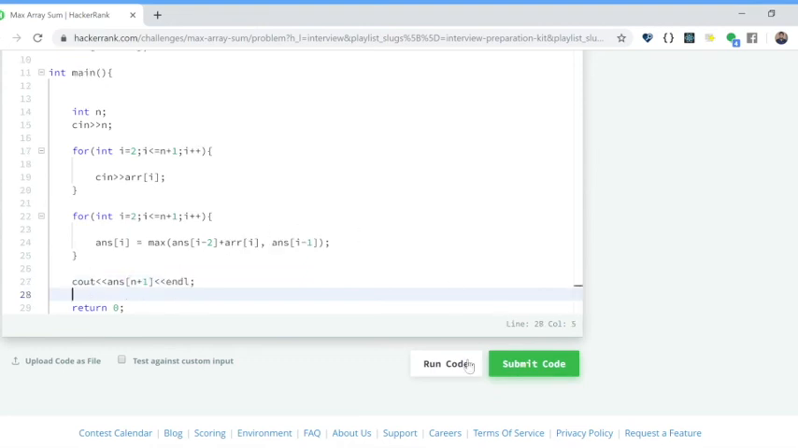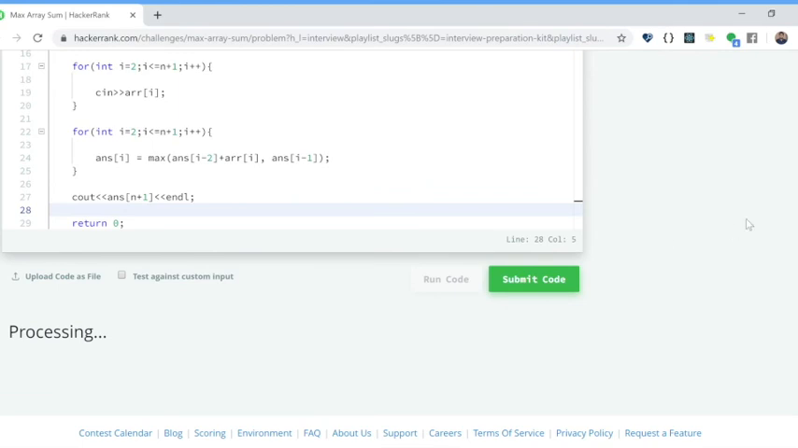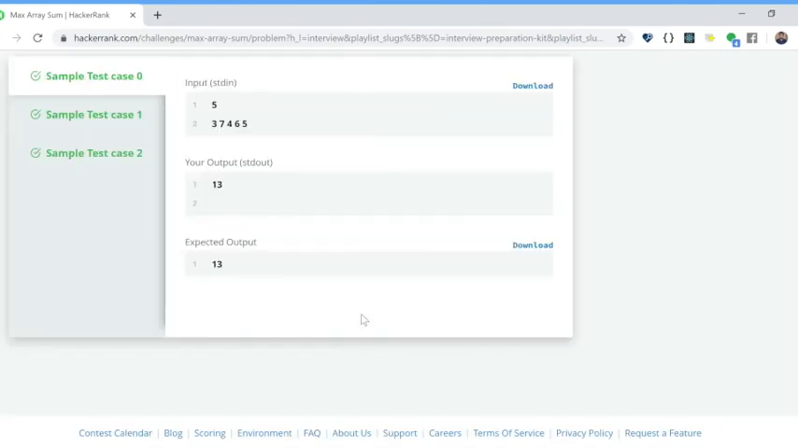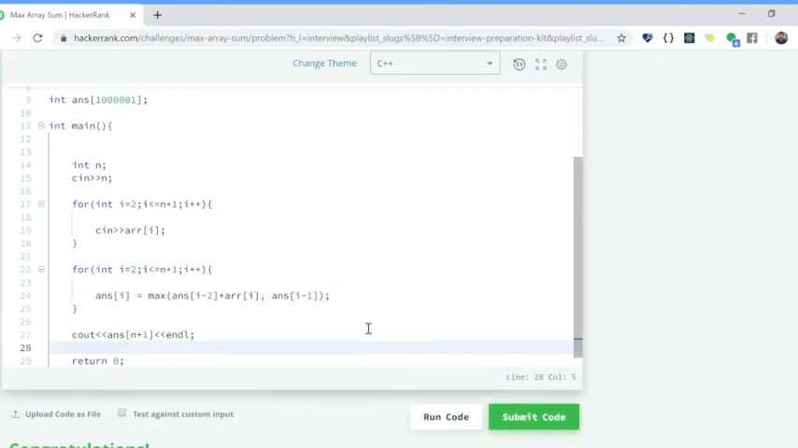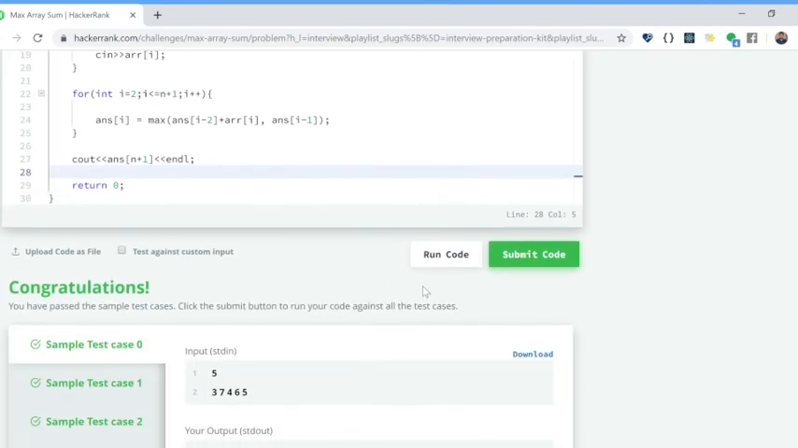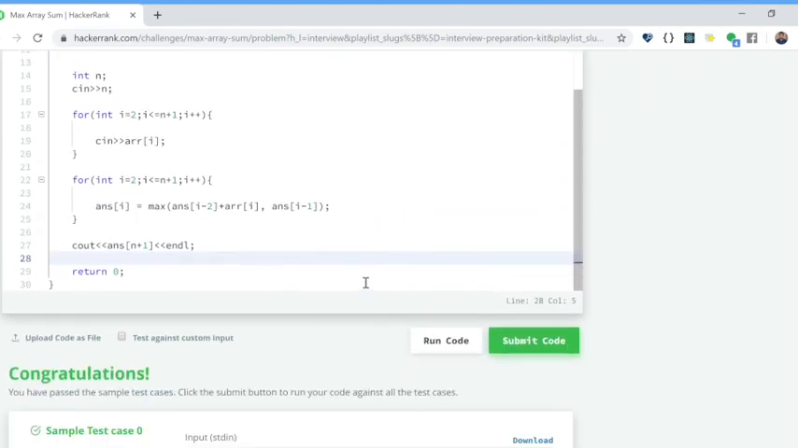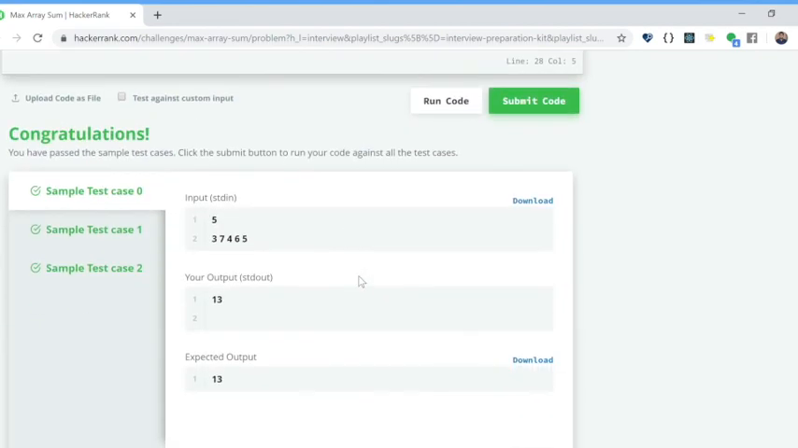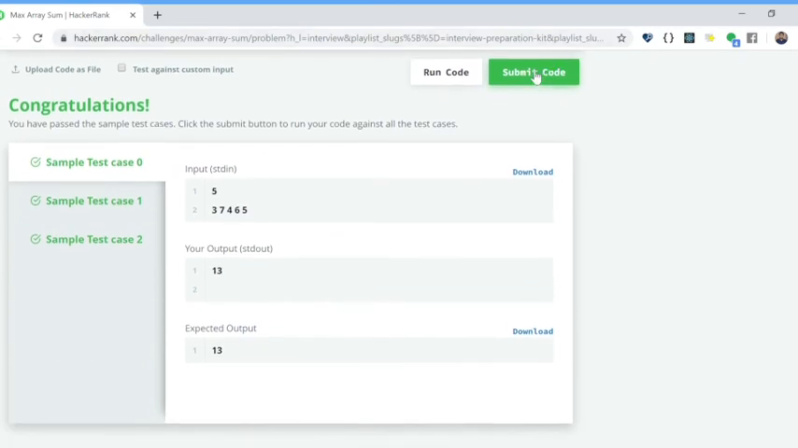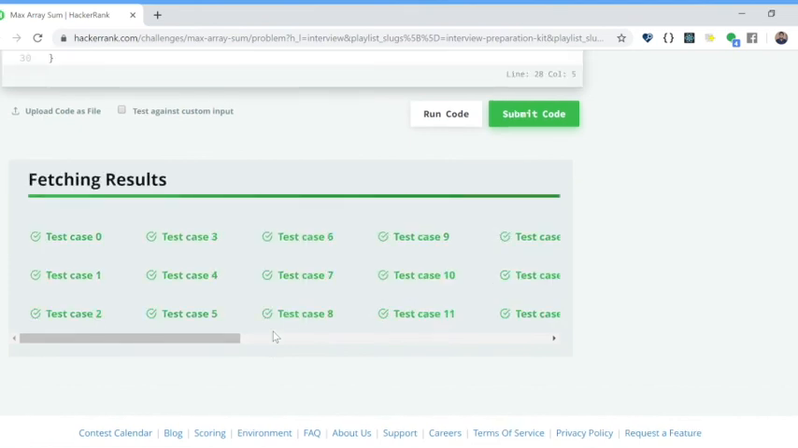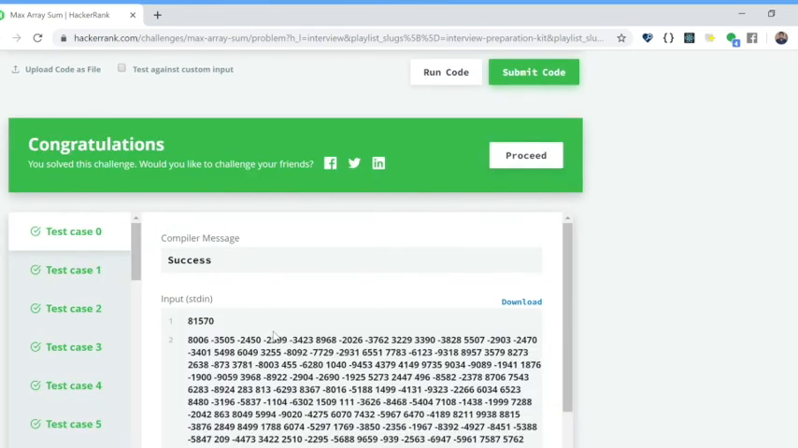And let's try to run the code now. So yes, it is passing all the base test cases, and now let's see whether it passes for all the test cases. On submitting the solution, so yes, finally we have solved the challenge using our recurrence relation.